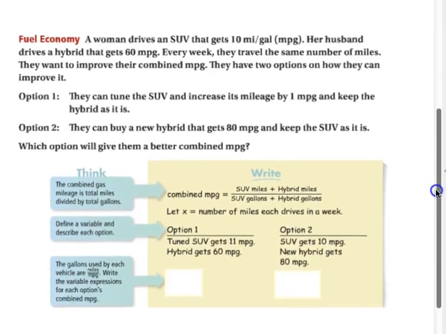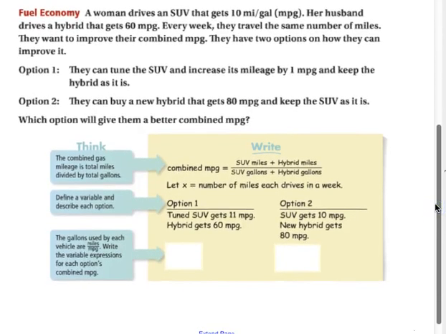So let's wrap this up with a word problem. So a woman drives an SUV that gets 10 miles per gallon. Her husband drives a hybrid that gets 60 miles per gallon. Every week they travel the same number of miles. They want to improve their combined miles per gallon. They have two options on how they could improve it. Option 1, they can tune the SUV to increase its mileage by 1 mile per gallon and keep the hybrid as it is. Option 2, they can buy a new hybrid that gets 80 miles per gallon and keep the SUV as it is.